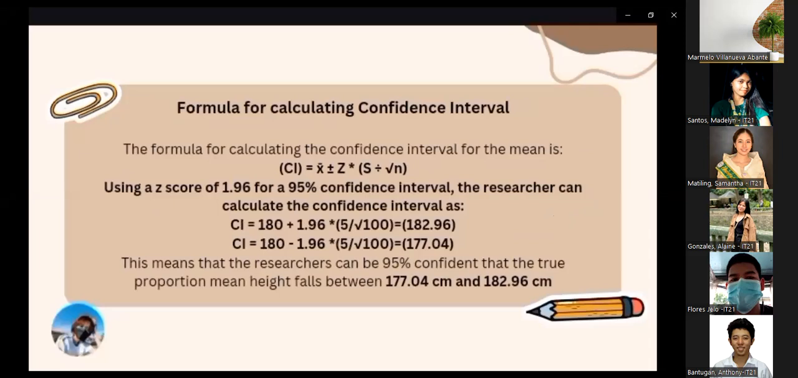Now, if we apply the formula using a z-score of 1.96 for a 95% confidence interval, the researcher can calculate the confidence interval as shown. This means that the researcher can be 95% confident that the true population mean height falls between 177.04 cm and 182.96 cm.